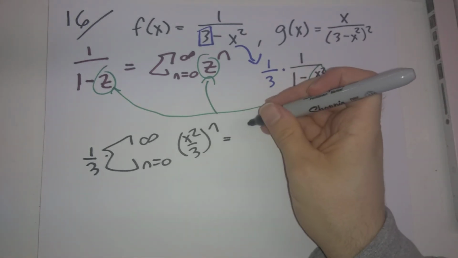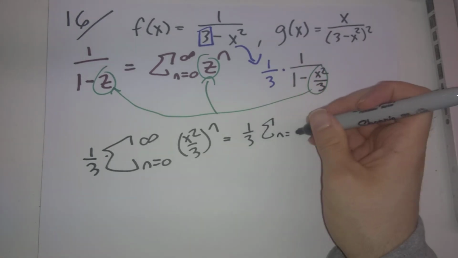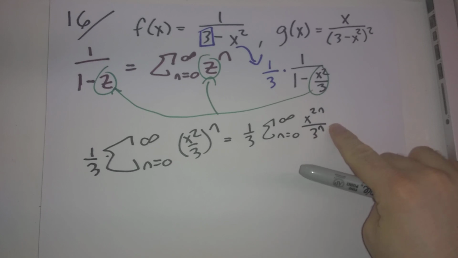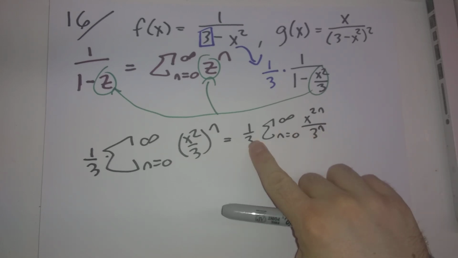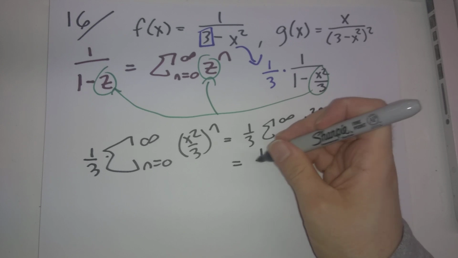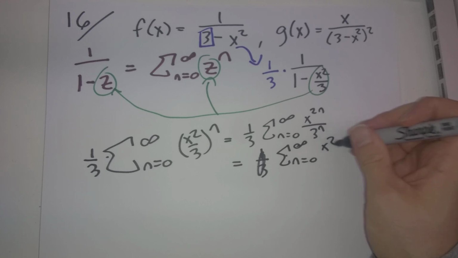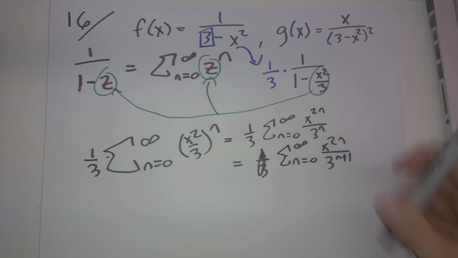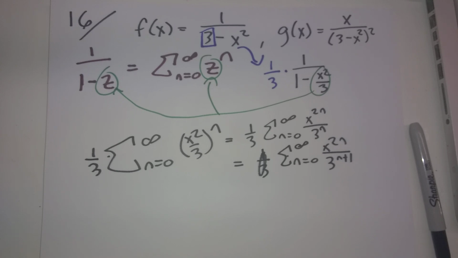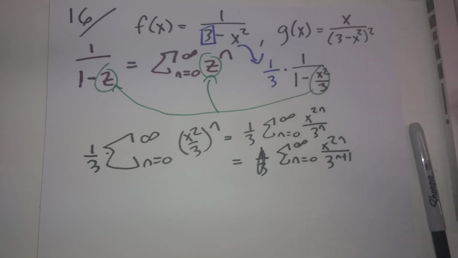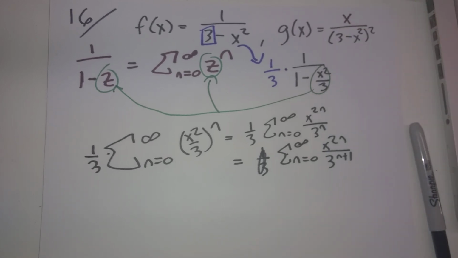Now if we rewrite this just a smidge, that's x to the 2n divided by 3 to the n, with 3 to the n in the denominator. We have an extra factor of 3 in the denominator over here. We can move that inside so it goes away: x to the 2n divided by 3 to the n plus 1. Okay, so part A is done. Here's our answer to part A, the sum of n from 0 to infinity of x to the 2n divided by 3 to the n plus 1.